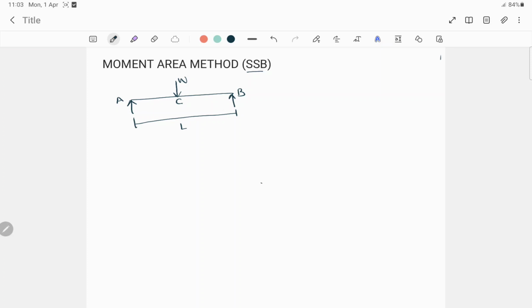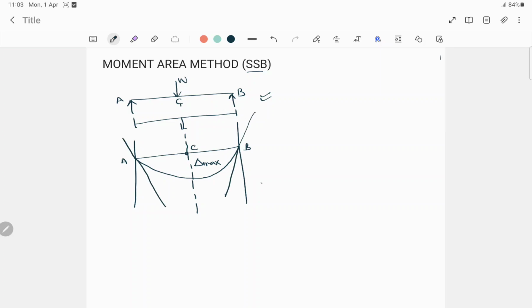Now, how will the deflection of this type of beam look? The deflection will be like this, A, B, and the maximum deflection will occur at C. For a simply supported beam, the slope will be theta at A and theta at B, and at points A and B the slope will be maximum, and at point C the deflection will be maximum. These are the important points in this beam.